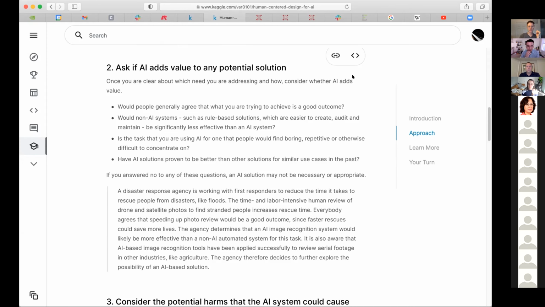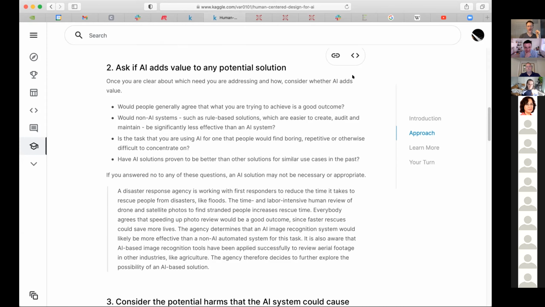The second point, would non-AI systems, such as rule-based solutions, which are easier to create, audit, and maintain, be less effective than an AI system? And don't reinvent the wheel. If the current versions work just fine, you don't need to go beyond with an AI solution. The third one really gets to the prototypical use case for AI. Is it a task that people can do but they would find boring, repetitive, or otherwise difficult to concentrate on, such as labeling millions of images? Nobody wants to do that. But people have to do that before computers can.